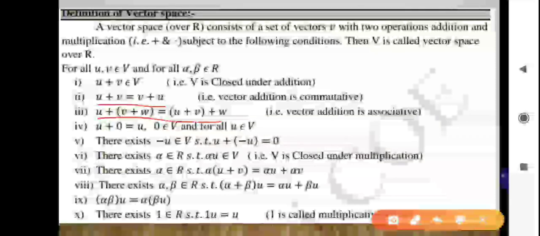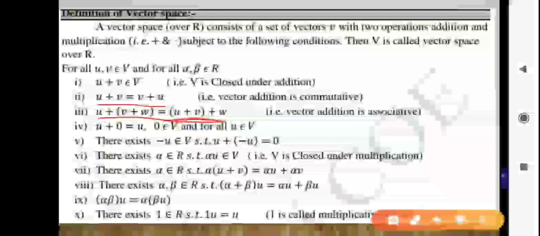Then third property, that is, vector addition is associative. That means if you do the addition u plus in bracket v plus w, you have to add v plus w first, then add u. Whatever addition you get must be the same as first adding u and v, then w. So both additions must be the same, that is the third condition.